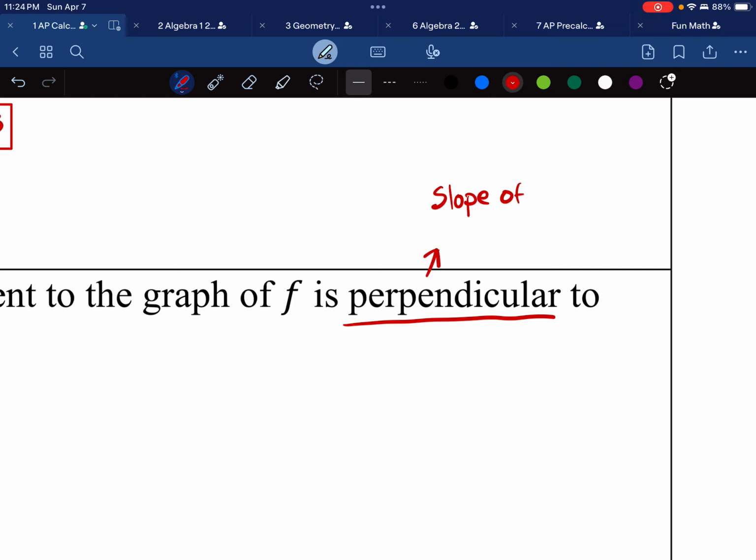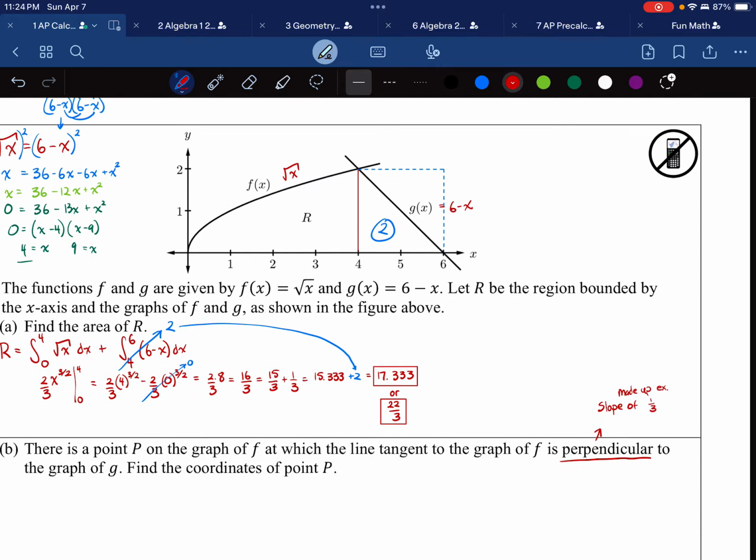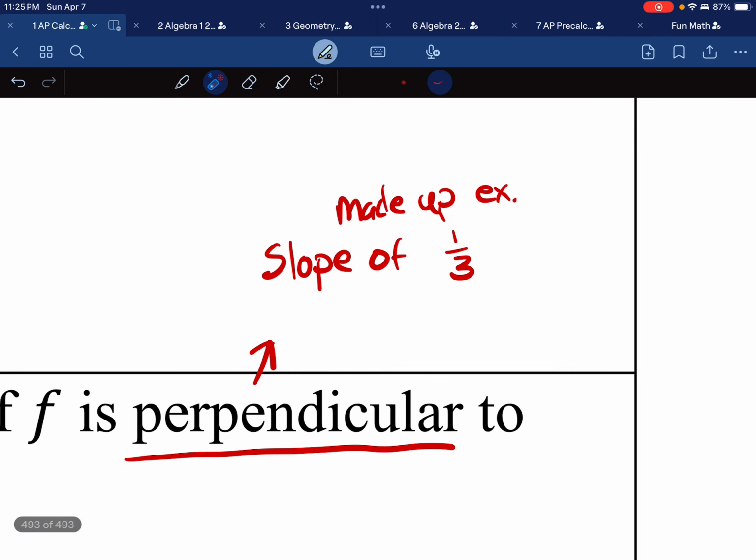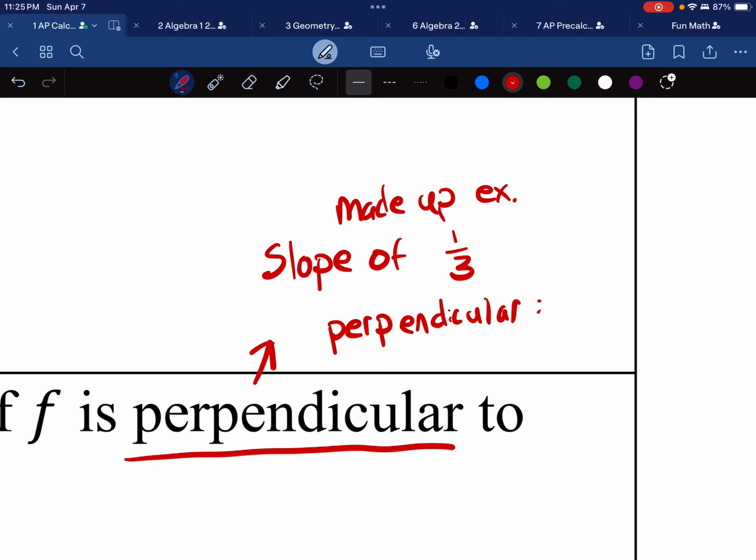If I had a slope of, I'm just making this up, this is a made up example. If I had a slope of 1/3, which we clearly don't have, this slope was negative for our case. But if I did have a slope of 1/3, then to be perpendicular would be -3/1. You flip it, so it turned into 3/1, and you make it negative. A negative flip means perpendicular.